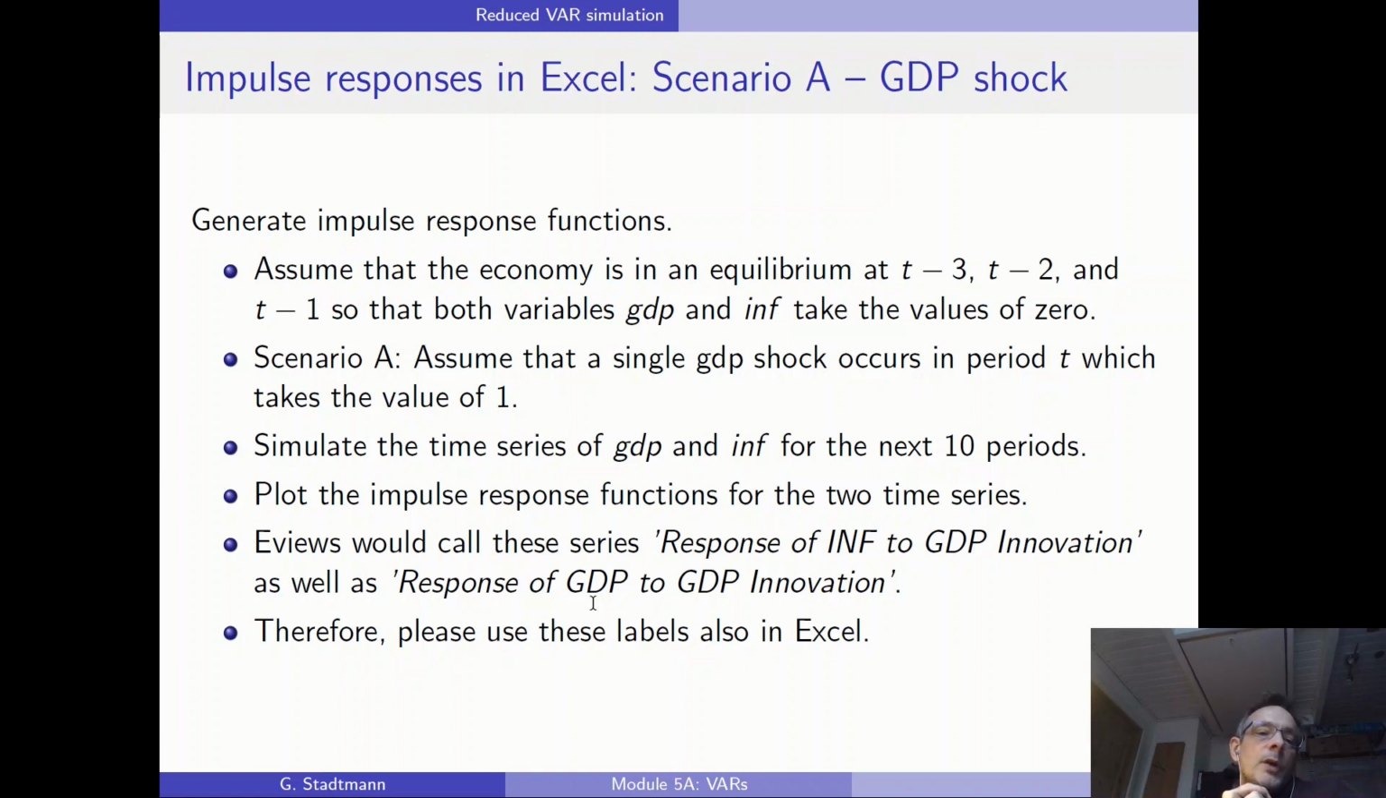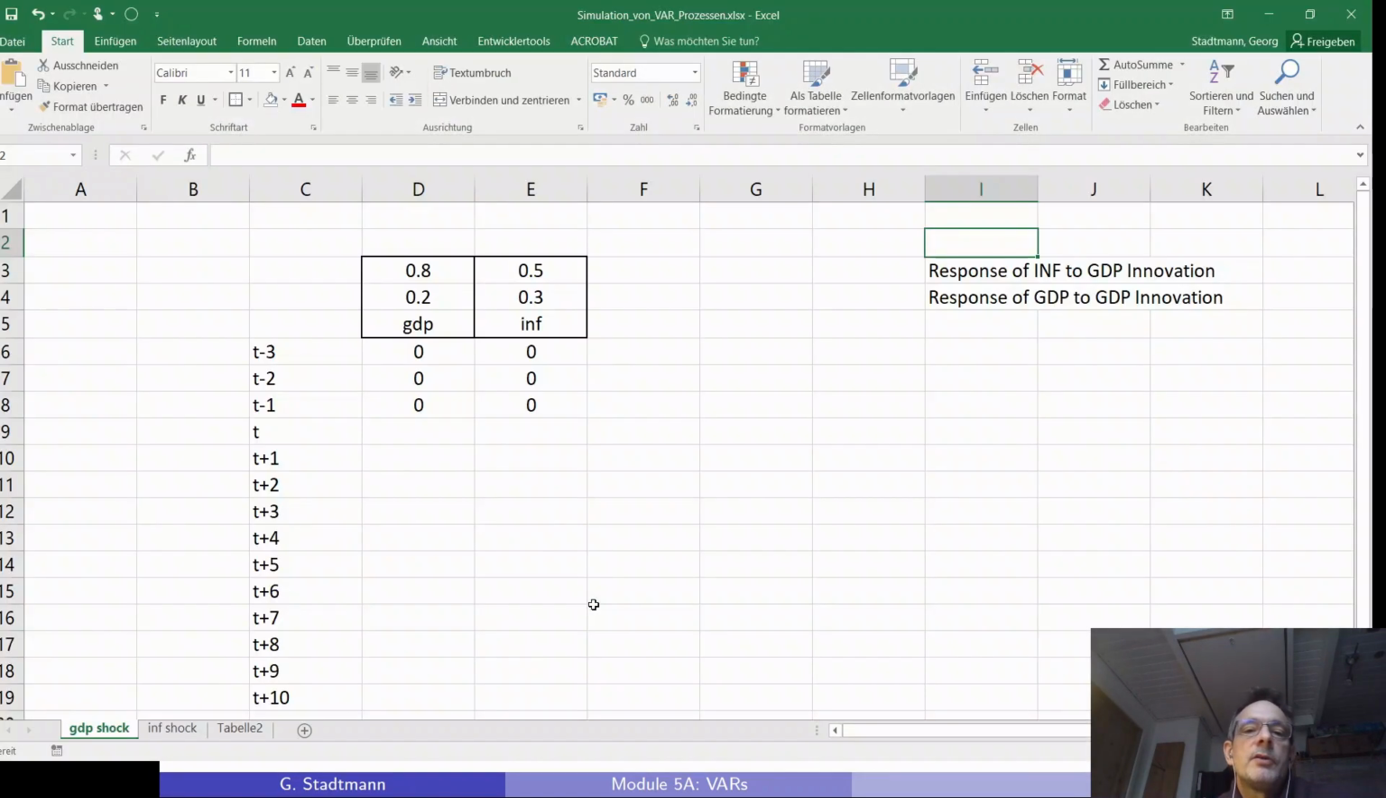And later on, we want to work in EViews. And EViews would call these time series response of inflation to GDP innovation, like to a GDP shock, and response of GDP to GDP innovations, so a GDP shock. And therefore, you are also asked to use these labels in Excel. So I'll switch now to Excel.